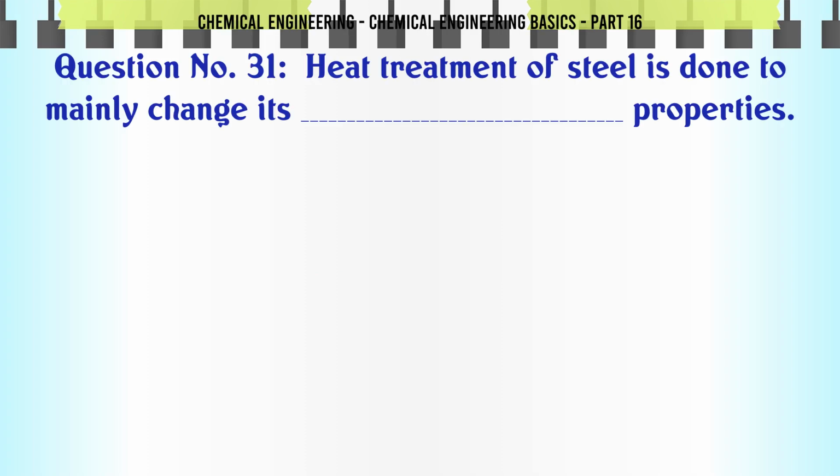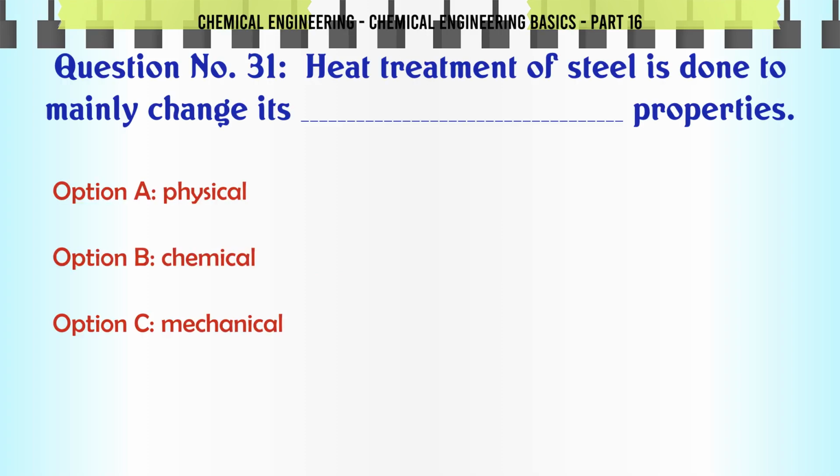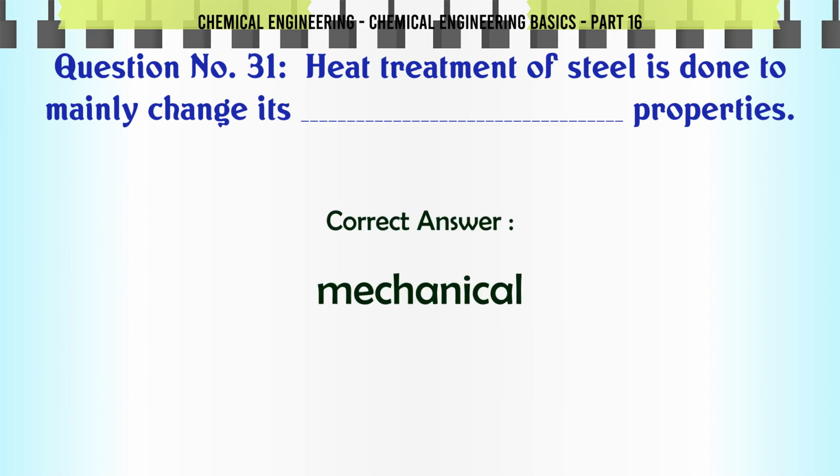Heat treatment of steel is done to mainly change its properties. A, physical, B, chemical, C, mechanical, D, surface. The correct answer is mechanical.